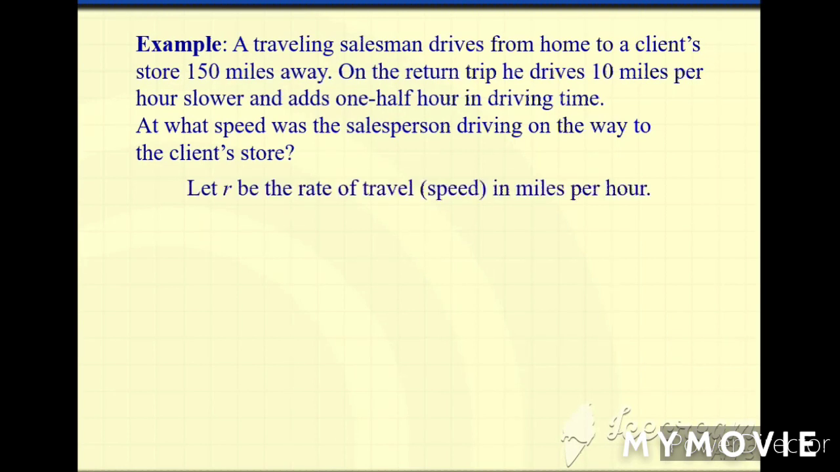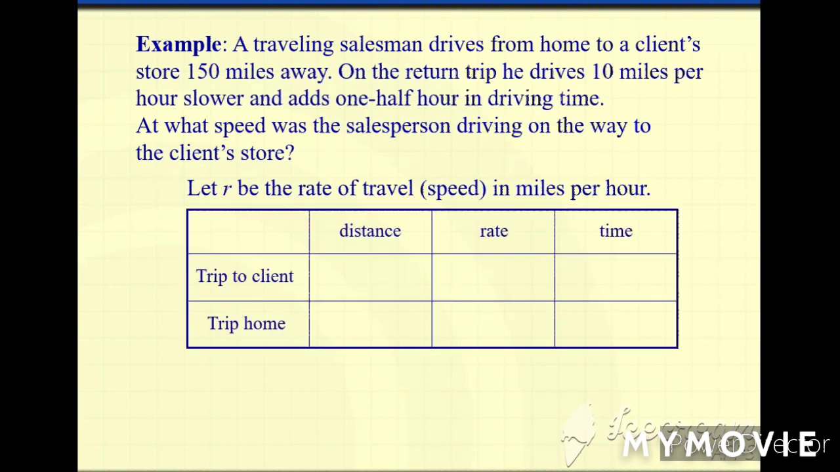So for our solution, let R be the rate of travel, speed in miles per hour. We have the illustration, trip to client, trip home, the distance, rate, and time. For the trip to client, the distance is 150, the rate R, time is 150 over R. For trip home, the distance is 150, the rate is R minus 10, and the time is 150 over R minus 10.